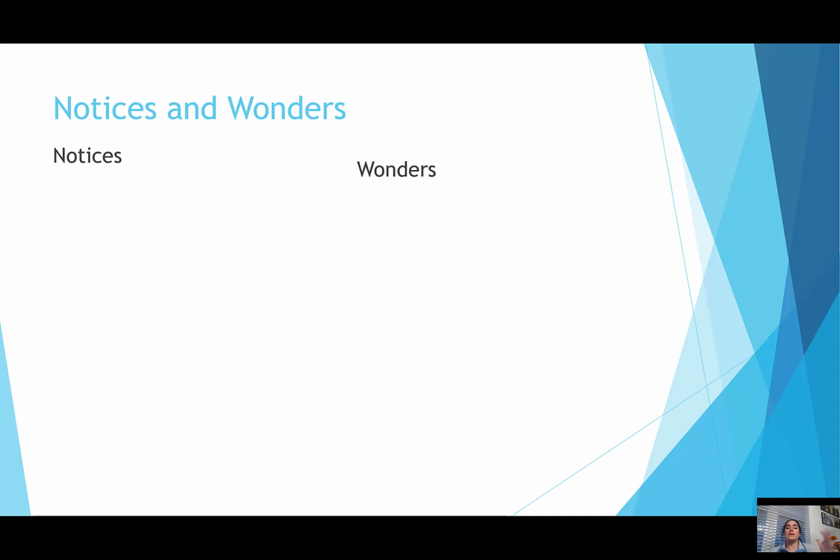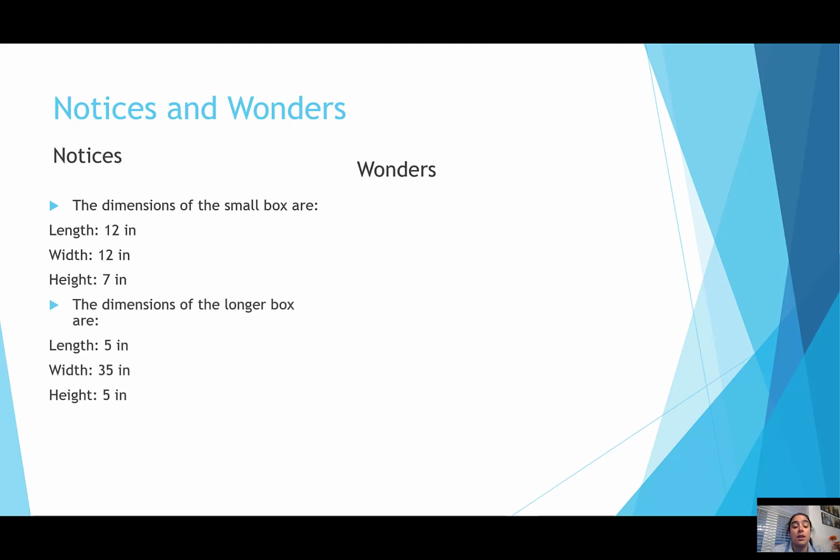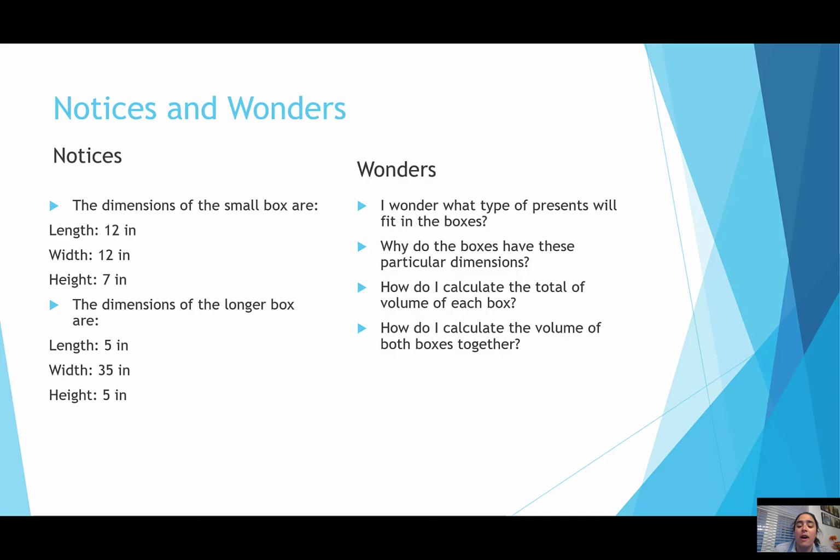Here are some things I noticed and wondered when I was doing this. The dimensions of the small box are: the length is 12 inches, the width is 12 inches, and the height is 7 inches. The dimensions of the longer box are: the length is 5 inches, the width was 35 inches, and the height was 5 inches. Here are some wonders. I wonder what type of presents will fit in the boxes. Why do the boxes have these particular dimensions? And how do I calculate the total volume of each box? And how do I calculate the volume of both boxes together?